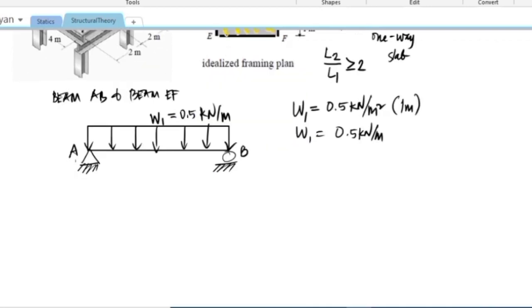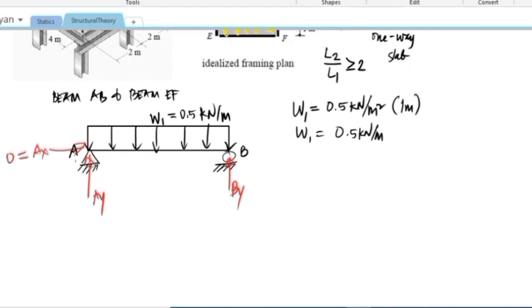And if we are going to solve this, we see here that we should have two reactions, the AY and the reaction AX, and here we have the reaction BY. Since summation of horizontal forces is equal to 0, and we have no horizontal forces, that gives you AX is equal to 0. Now, let's solve for AY and BY.